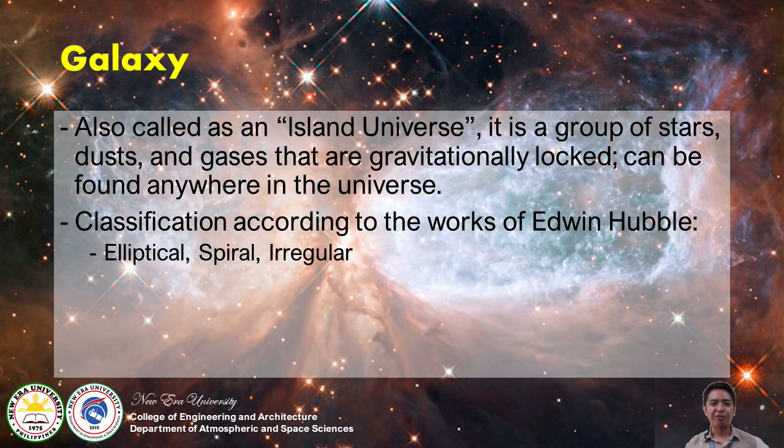Now, there is a classification of galaxies according to the works of Edwin Hubble. We have the elliptical. Elliptical galaxies are relatively large. Then spiral, such as our galaxy, the Milky Way galaxy. When we say spiral, it looks like a spiral. That is its physical distinction. And lastly, the irregular. Irregular galaxies are the ones that are neither elliptical nor spiral. In short, they have no definite shape.